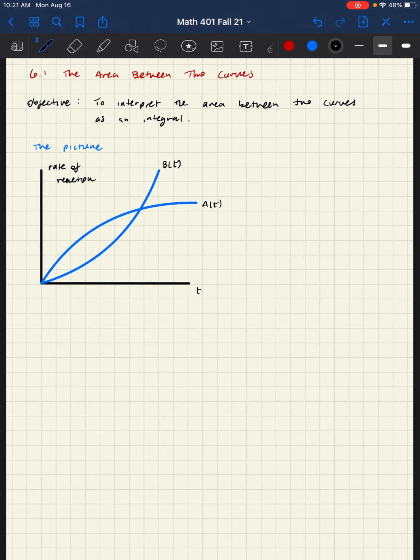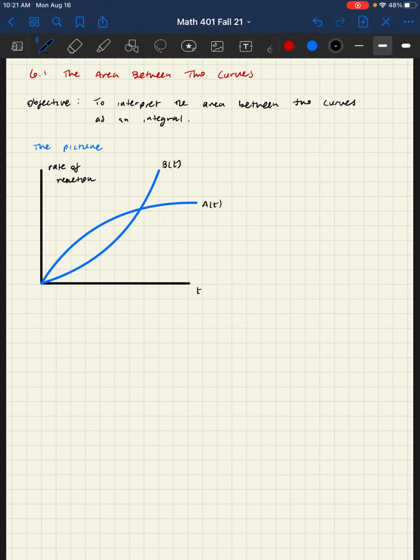In this video, we're going to begin covering section 6.1 in Stewart. So we're going to talk about the area between two curves. Our objective in this video is to interpret the area between two curves as an integral. And so here's our motivating picture here.